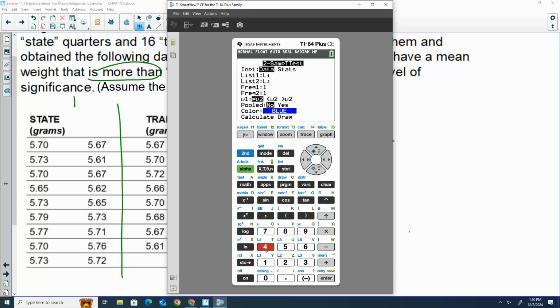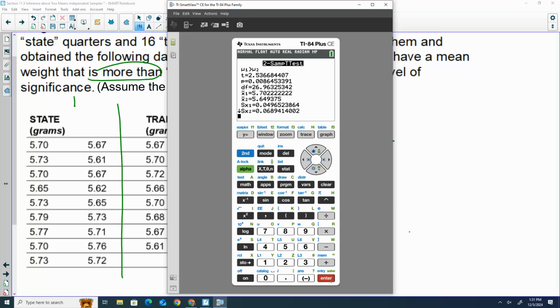Alright, so now we have to make sure it's looking at the correct stuff. Sometimes I might have the points to put in. Sometimes we might have to read the problem and find the data. So it's based on if we have the data or stats. This time it's the data. List 1 should be L1, list 2 should be L2. Frequencies are always 1. We don't touch that. We are testing if the first is greater than the second. We have not talked about that, but make sure it is set on no. And then calculate.